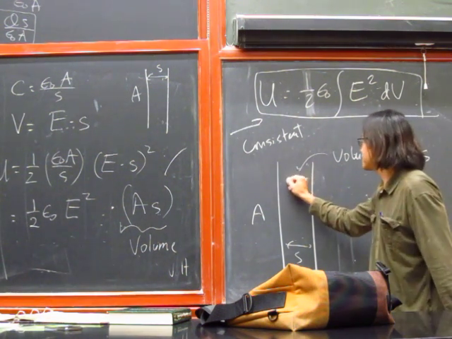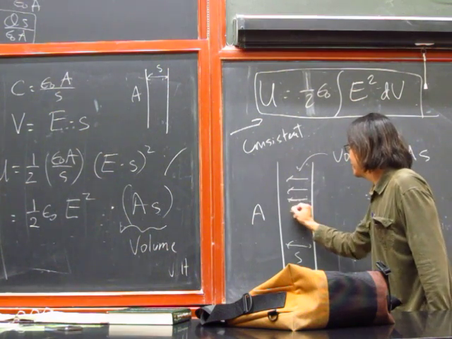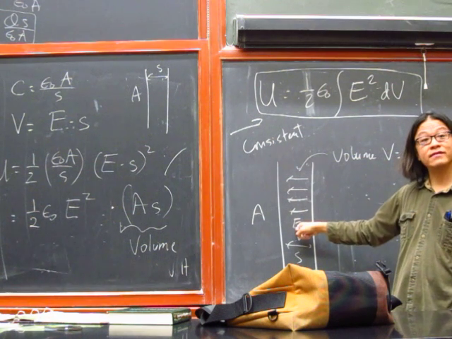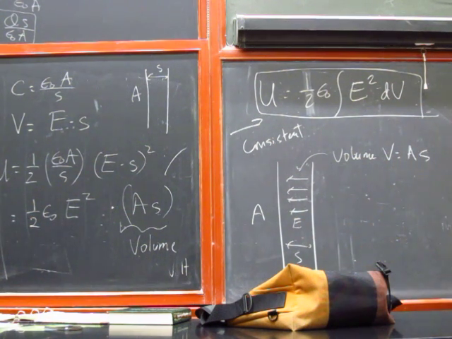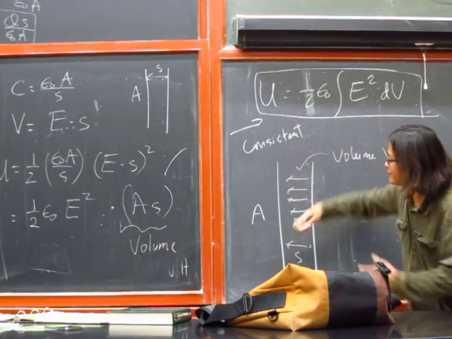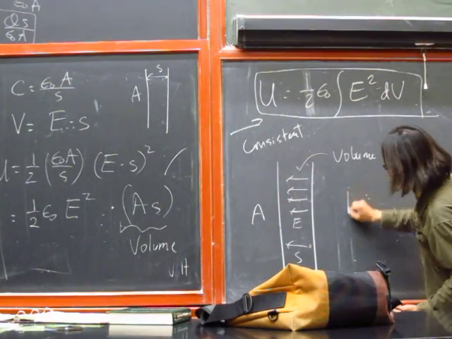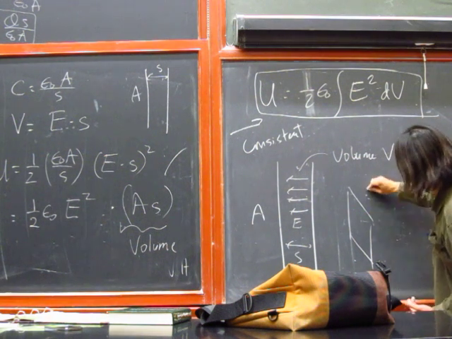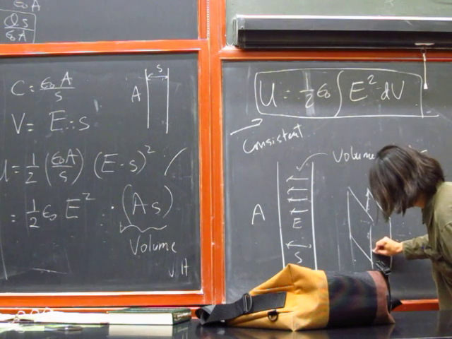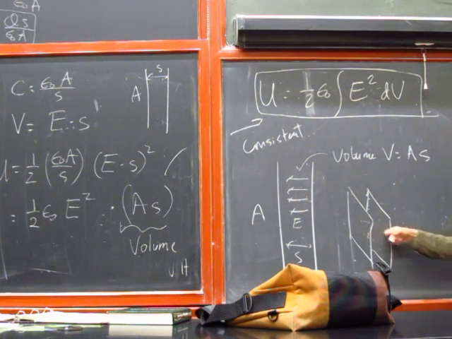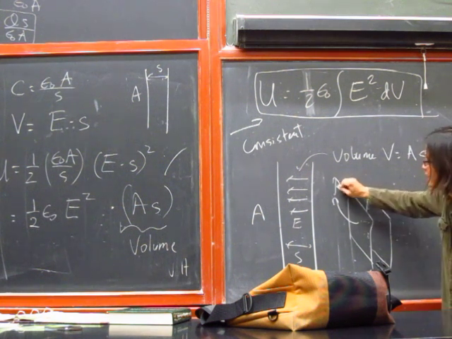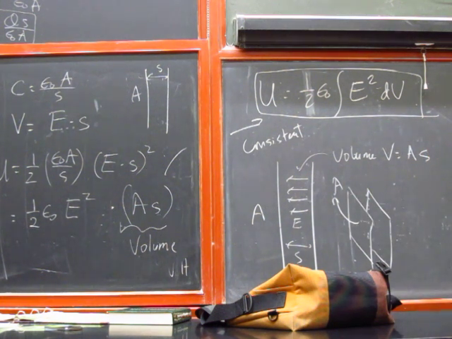The electric field is constant everywhere inside the three-dimensional parallel plate. Yes, it's three-dimensional. A is the area, so this plate goes like that. Two plates, separation S, and we have area A. Okay.